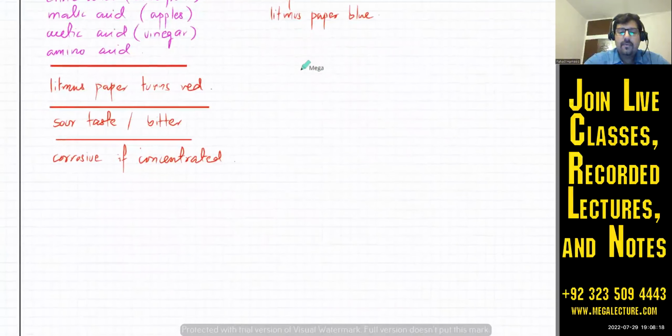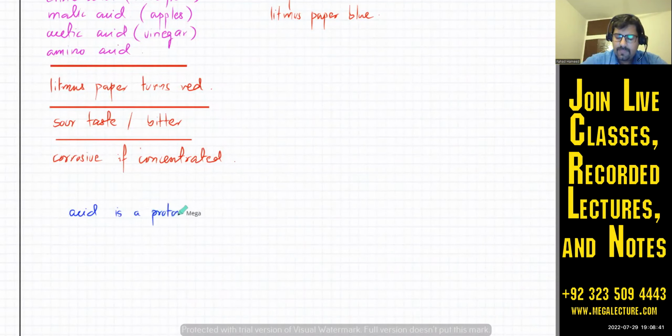Now, what is an acid? That's the question. We know what the properties are. What we haven't yet figured out is how you define an acid. An acid is a molecule that produces H+ ions, and the word used for it is a proton donor. A proton is basically an H+ ion.